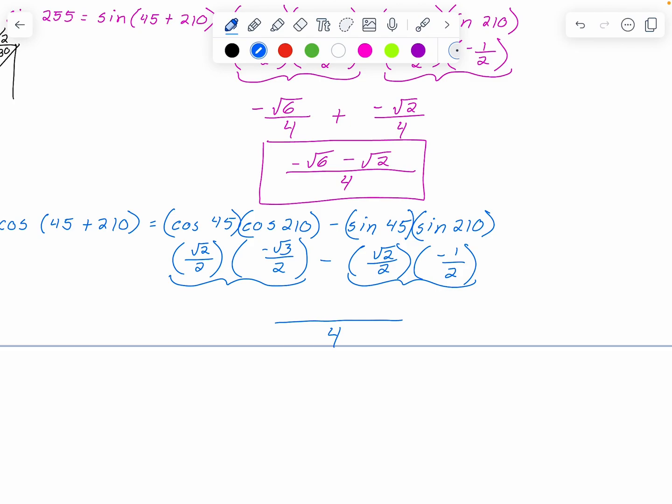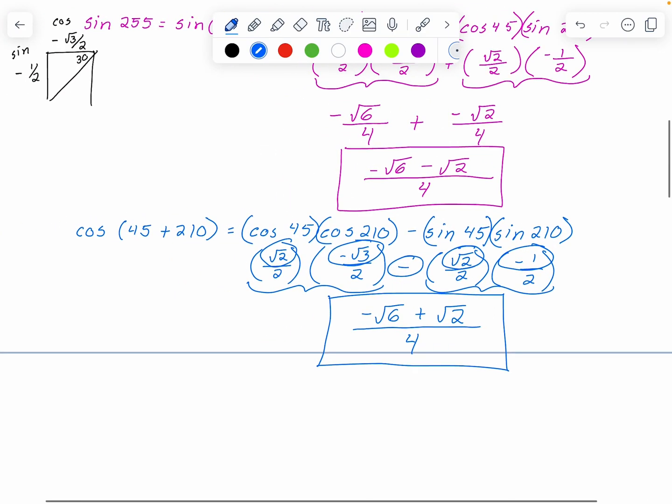Now, for my first product, I've got the square root of 2 times negative square root of 3, so that is negative square root of 6. Then we have minus, and for my second product, I have square root of 2 times negative square root of 1, which would be a negative square root of 2. However, I'm subtracting that. So if I subtract a negative, that's going to become plus square root of 2. And so then that would be our final answer.